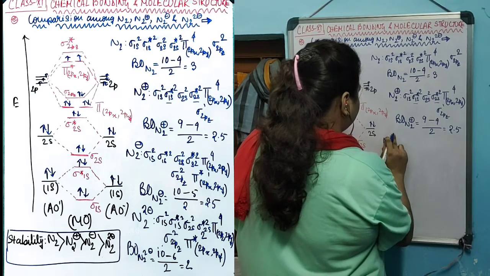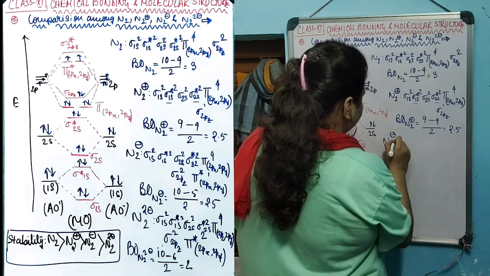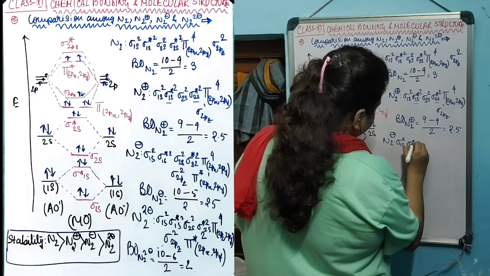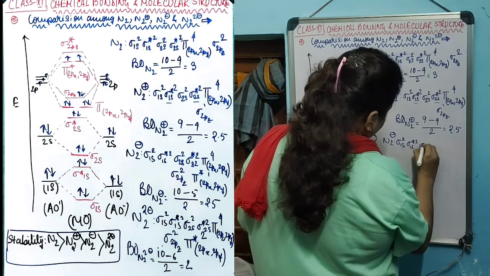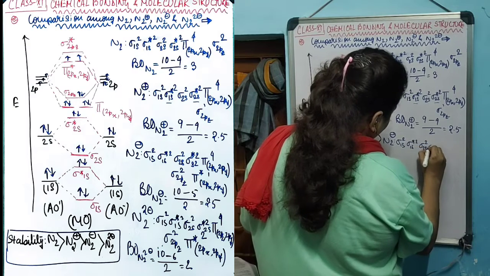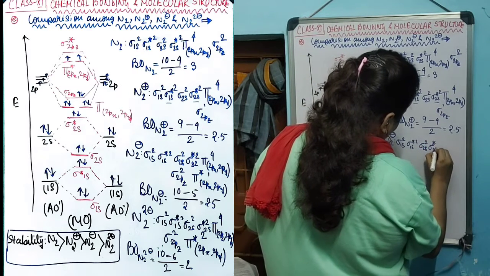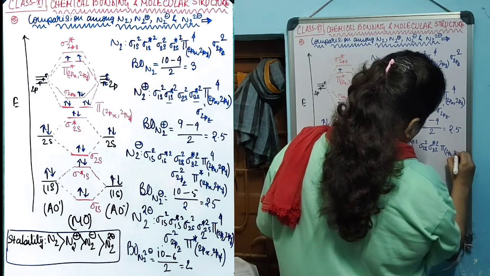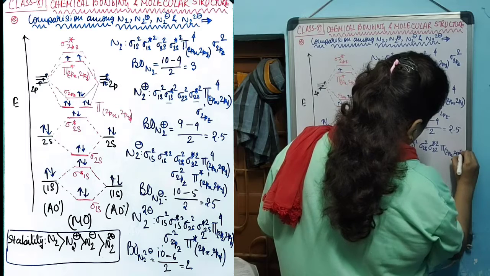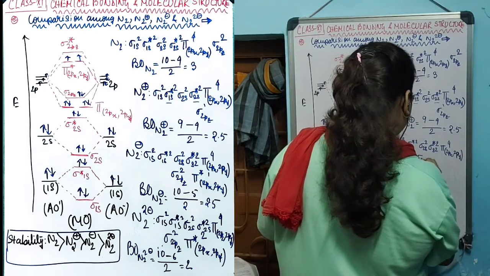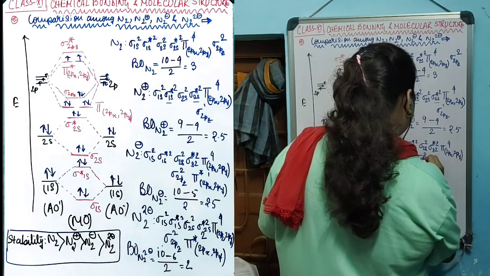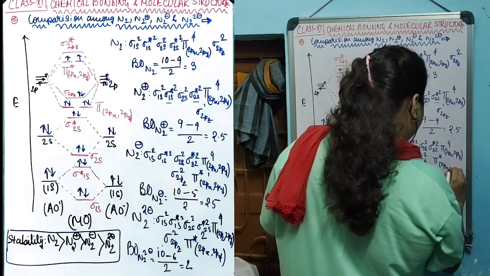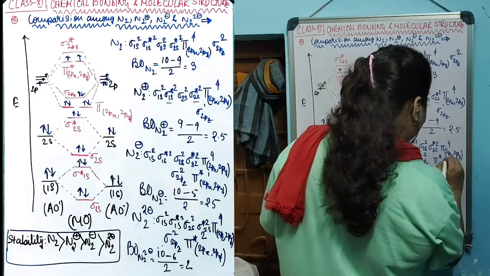N2 minus: sigma 1s 2, sigma star 1s 2, sigma 2s 2, sigma star 2s 2, pi 2px 2py 4, sigma 2pz 2, pi star 2px 2py 1.